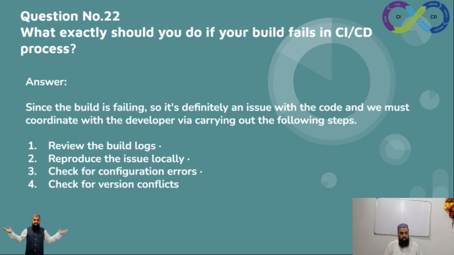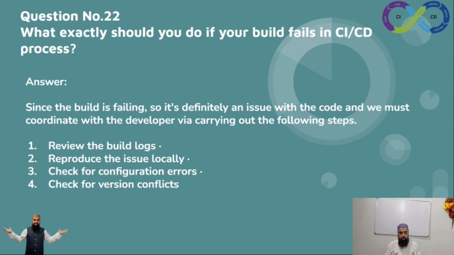Question number 22. What exactly should you do if your build fails in a CI/CD process? Build is failed. Now, what should I do? It can also be an issue with the code, and we must coordinate with the development team while carrying out the following steps. DevOps engineers and developers work together to fix the failing build.